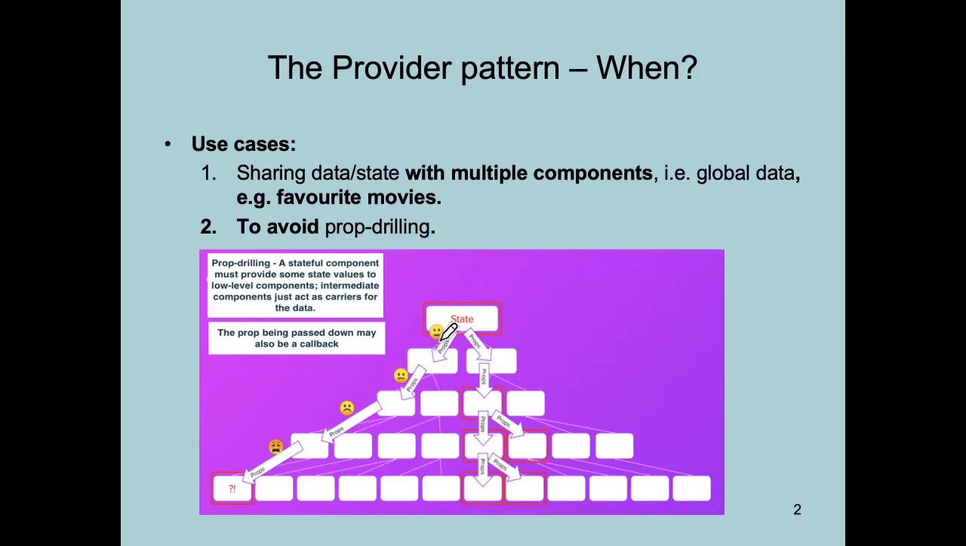This is what we call prop drilling, when data has to be passed down through the hierarchy to a lower component, but there are lots of intermediaries that have to take part in the transportation. And arguably, that's a bad design characteristic in your React app. We want to avoid that somehow. And the way we avoid it is to use this pattern.